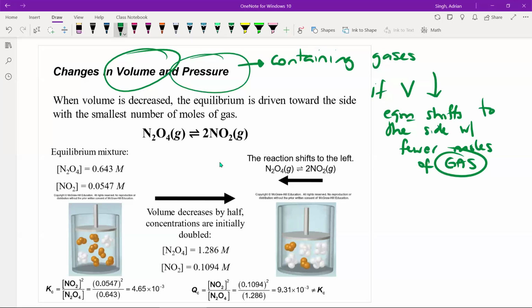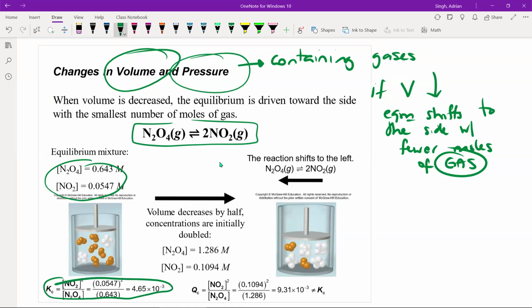So if we have here an example of the N2O4 reversible reaction to form NO2, we've seen this reaction before. At equilibrium, we have our concentrations. We can calculate our Kc, a fairly small value. Equilibrium is going to lie to the left side.